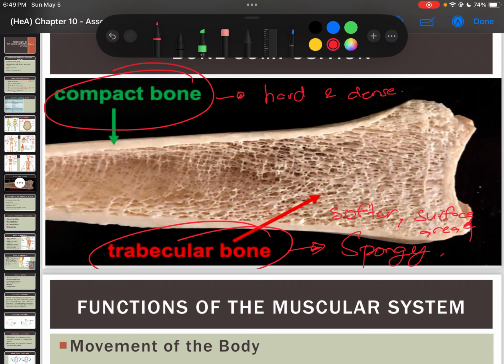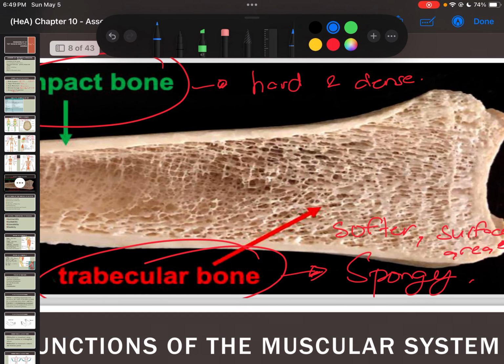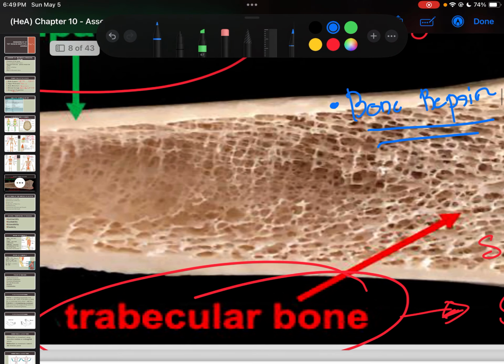Surface area increase. Now here's the thing you have to remember about bones, class. Bones constantly undergo what we call bone repair. Bone repair is replacing old bones with new layers. What it does is destroy the old layers of bone and replace them with new. Now there are two cells that accomplish this.